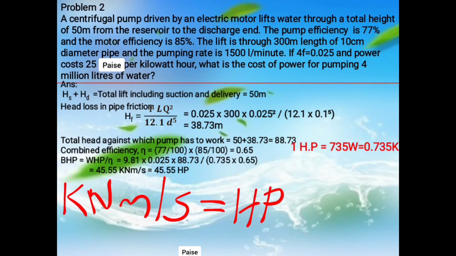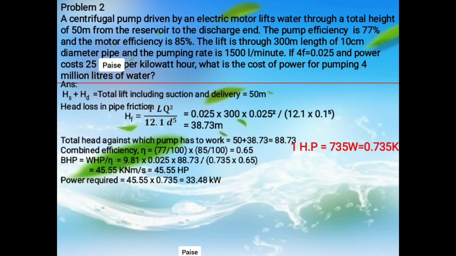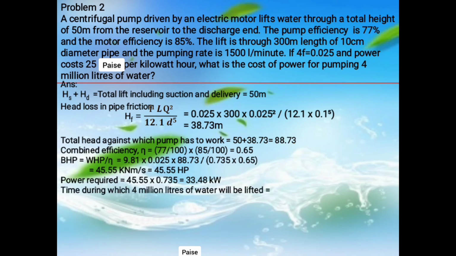Then power BHP equal to 45.55 horsepower, then power required is equal to this BHP into 0.735. That is, convert this in the question given, the power cost 25 paise per kilowatt hour. But convert this horsepower into kilowatt. That is 45.55 into 0.735, that equal to 33.48 kilowatt. That is the power required.